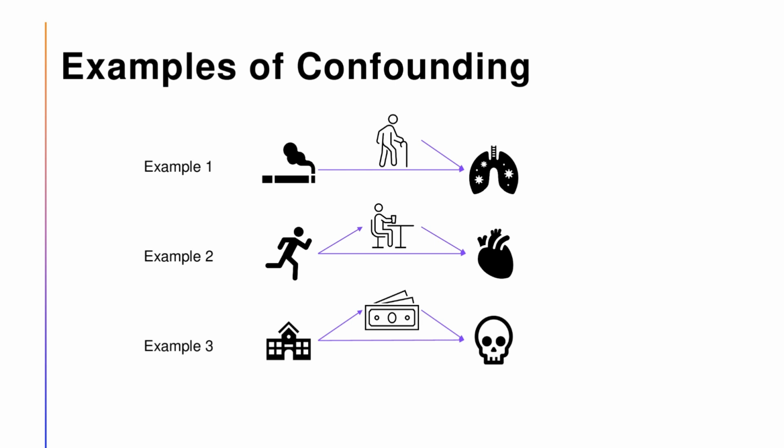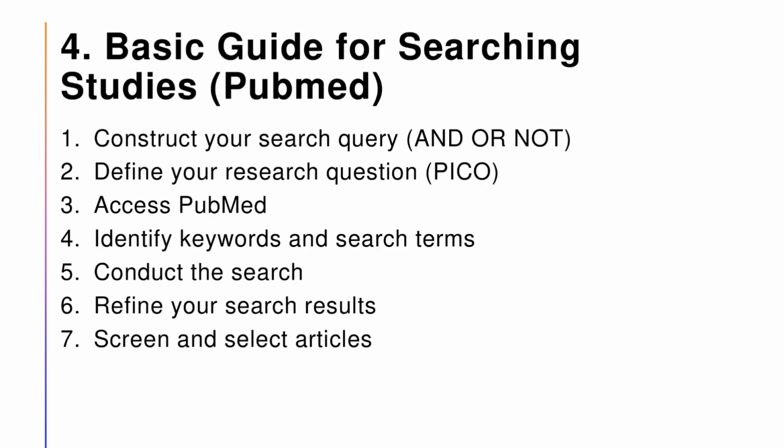So without considering socio-economic status as a confounder, the observed association between educational level and health outcome may be biased. So proper adjustment for this factor in the analysis is necessary to understand the independent effect of education on health outcomes. Alright, so moving on to our next segment, which is a basic guide for searching studies.